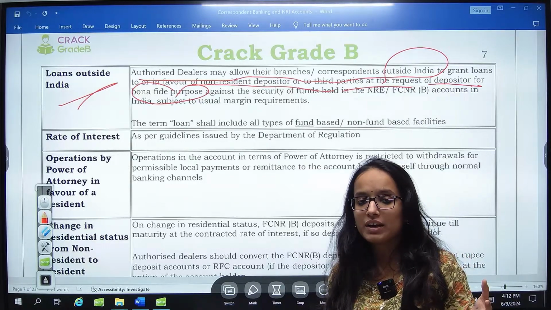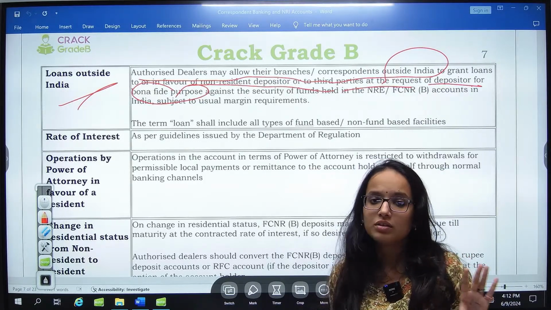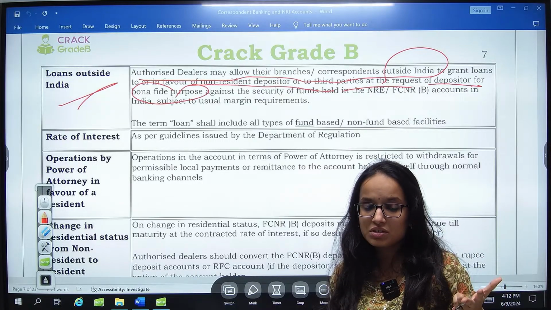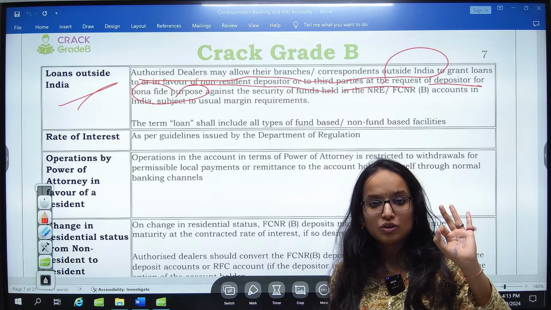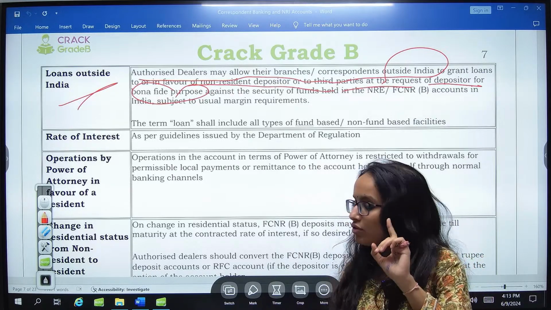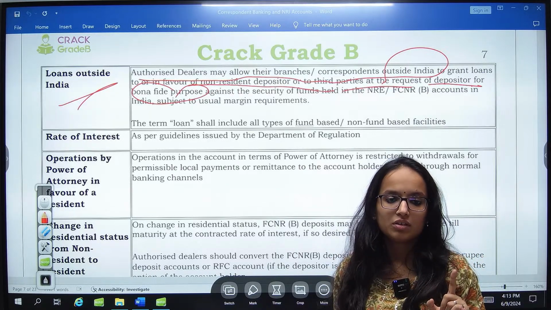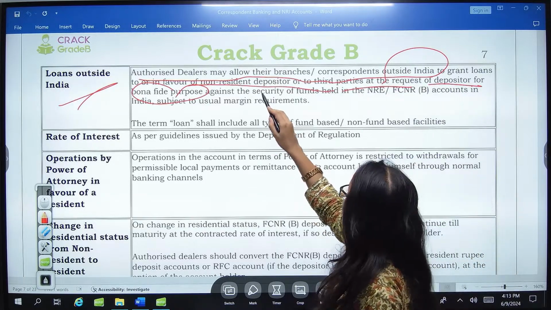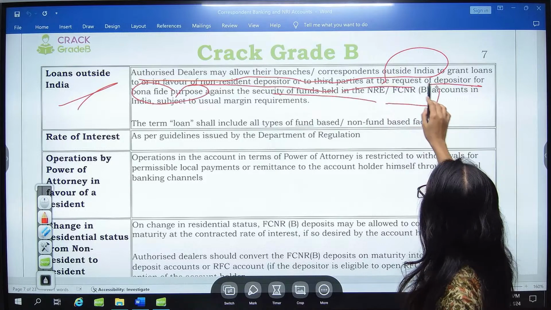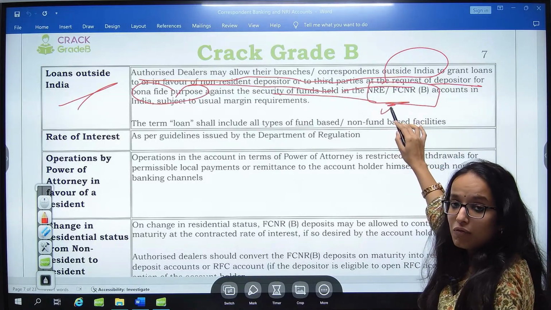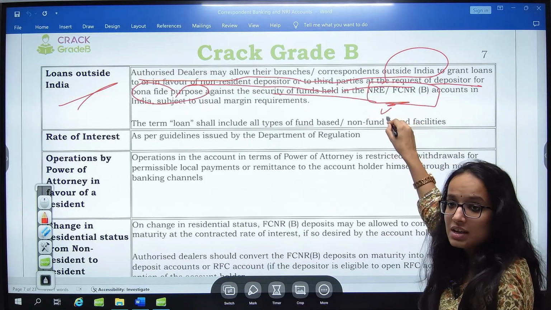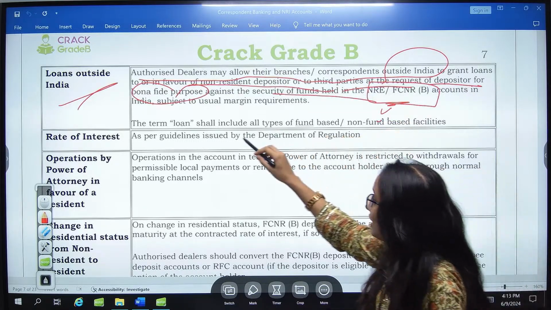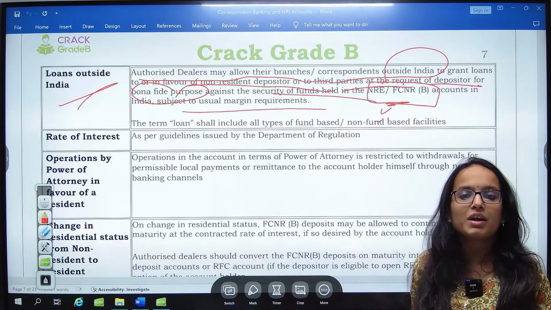What are bona fide purposes? That is, pure purposes, not malafide, not having ill intentions, legitimate, legal, good intentions, good works. For that matter, they can be given or provided with the loan outside India as well, against the security of funds held in the NRE or FCNRB account. But what will be kept as security? The funds held in the FCNRB or NRE account in India, subject to usual margin requirement.